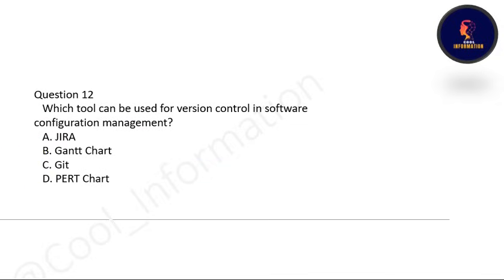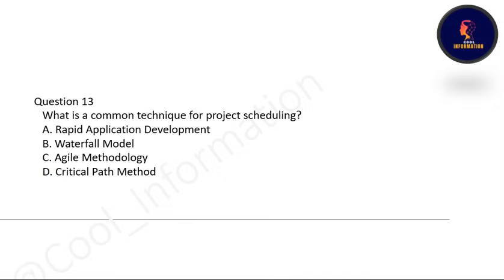Next question is, which tool can be used for version control in software configuration management? Very simple question. Git can be used for the version control in the software configuration management. Option C is correct here. Next question is, what is the common technique for project scheduling? So common technique for project scheduling is critical path method. Okay, option D is correct.